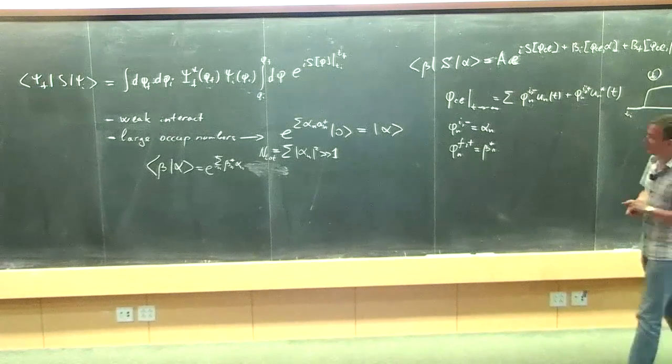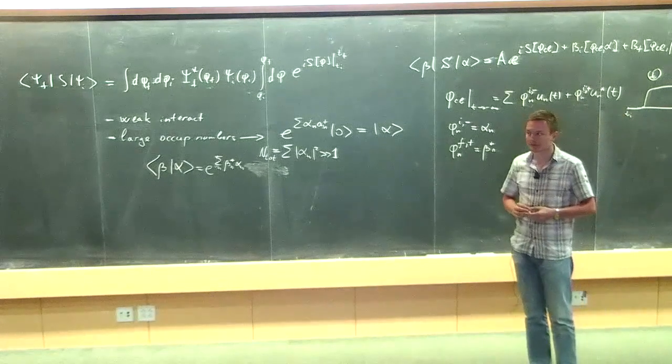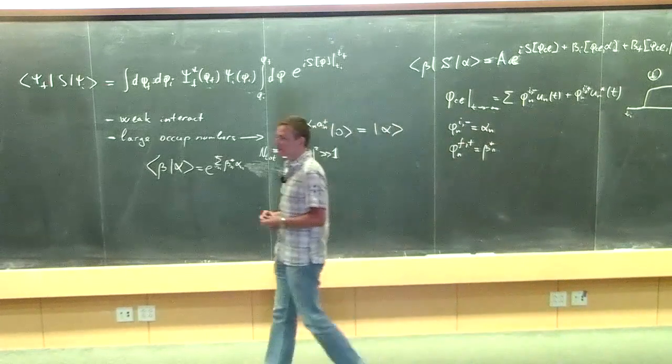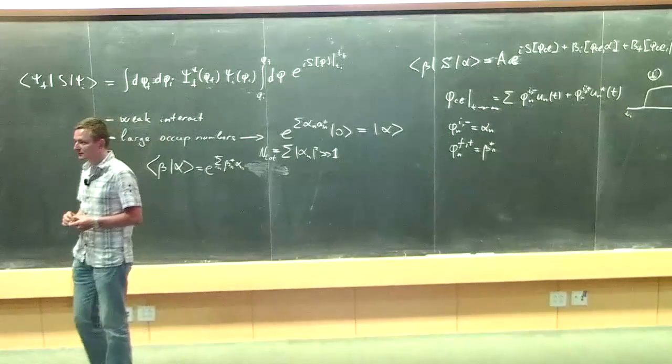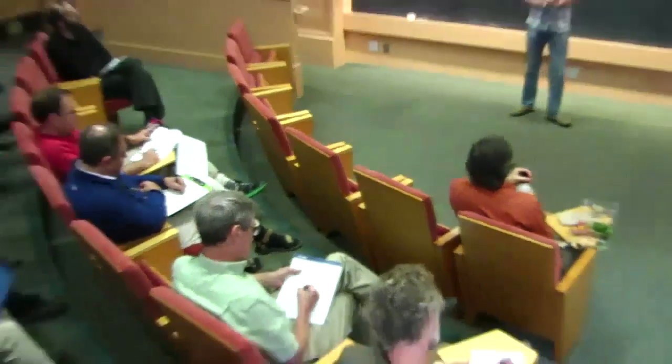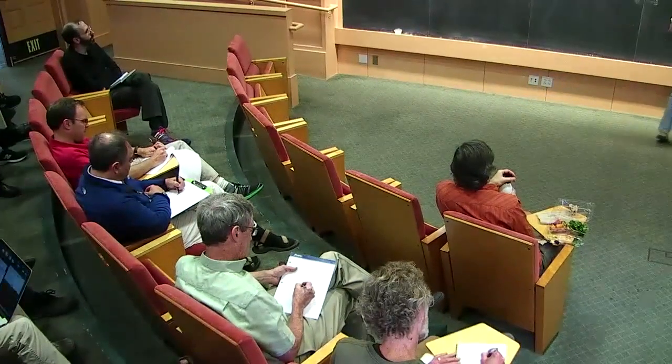Okay. So that was the first part. So more questions about that? Yeah. So how about pair production in an electric field? Right. So the phi is the electric field? Yes. And then could you say what the boundary is?